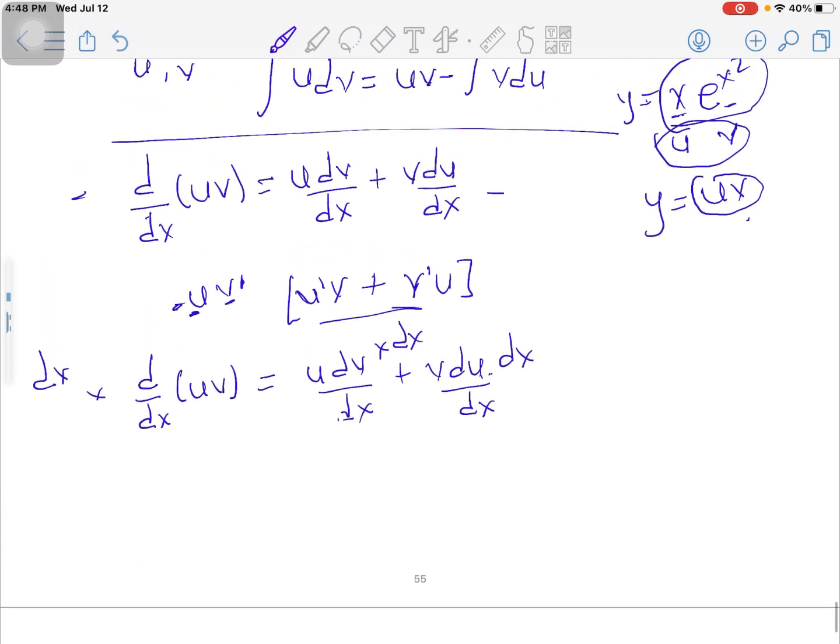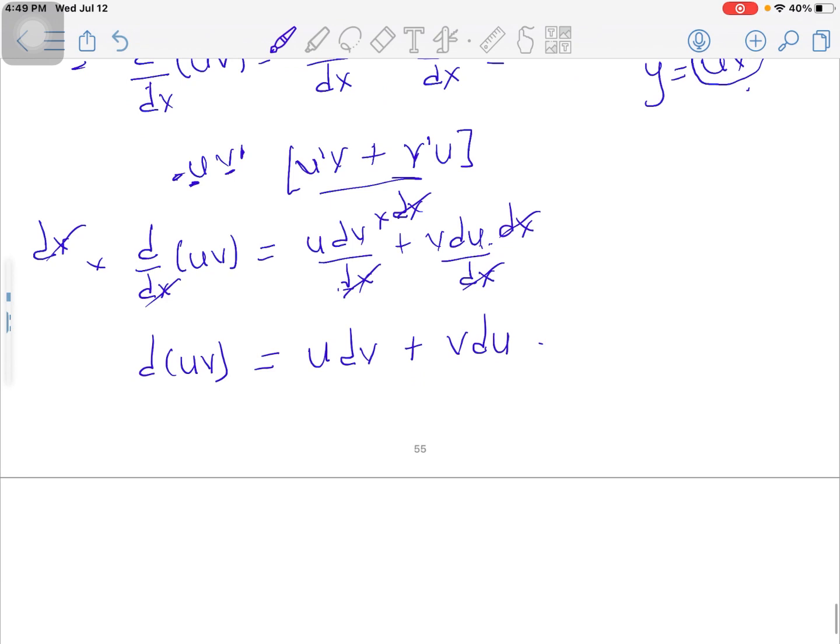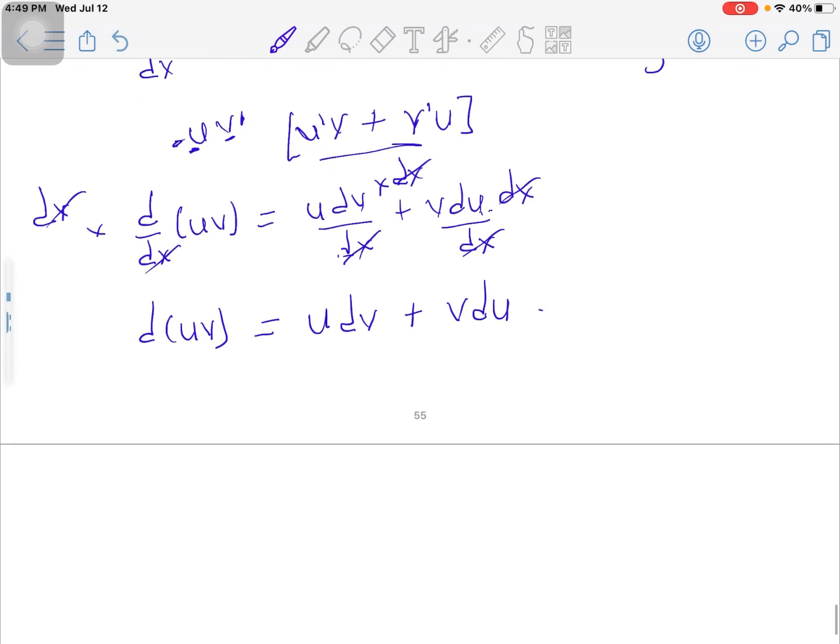When you multiply all sides by dx, this dx can cancel this. Now we are going to have d of uv equal to, this dx will cancel this dx, we are going to get u of dv, and then plus, this will cancel this, we are going to have v of du. So this is a simplified form of the function, which I wrote earlier over here. Now this is what I have.